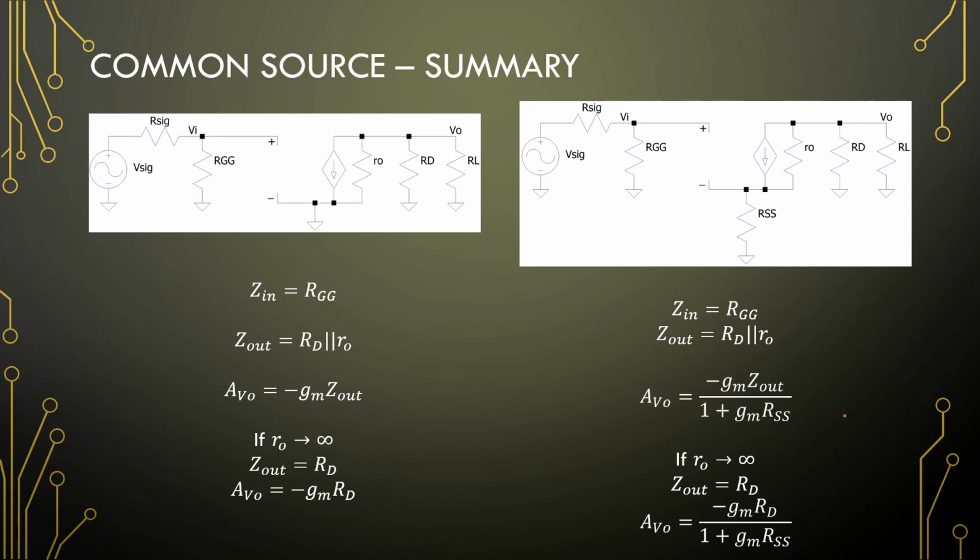Okay, so a common source amplifier in summary: RGG, which is all the gate resistors, would be your input impedance. Your output impedance is your drain resistor in parallel with the output impedance of the transistor, and the gain is just minus GM Z out. If R out is infinite, which is the assumption when you're designing, the equation reduces.